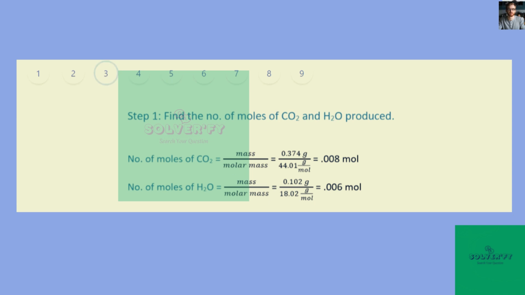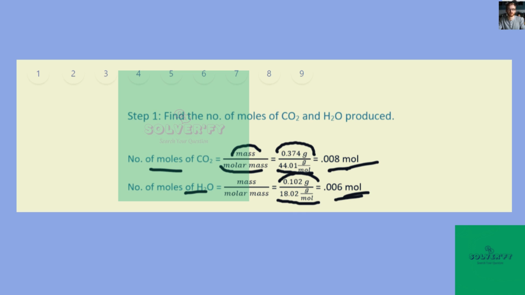So let's start with the first step, finding the number of moles of CO2 and H2O. That is very simple. We just divide the mass of CO2 by its molar mass, which is 44.01, and we are given the mass of CO2 as 0.374. From this we can get the number of moles of CO2. Similarly, we find the number of moles of H2O by dividing the mass of H2O by the molar mass of H2O. Now we know the number of moles of H2O and CO2 produced.